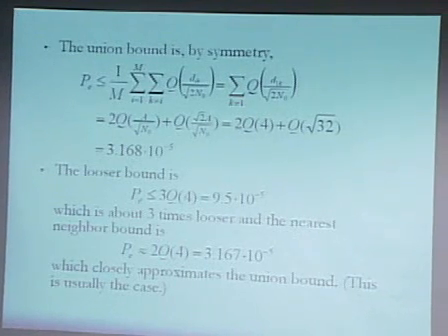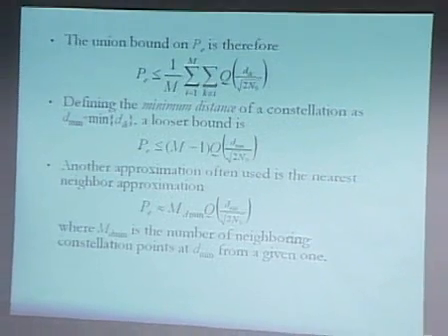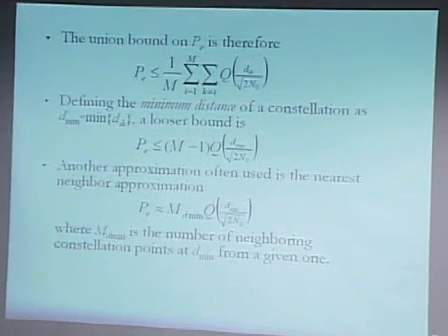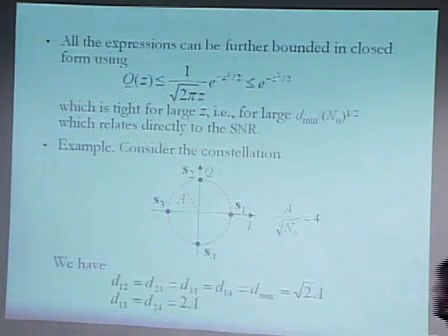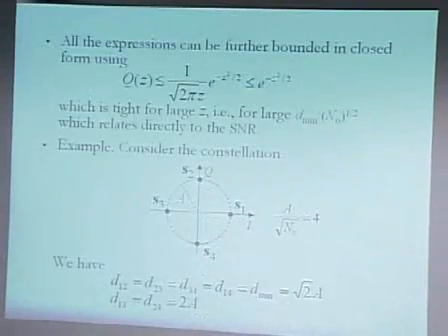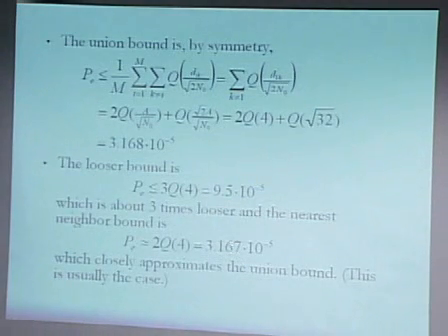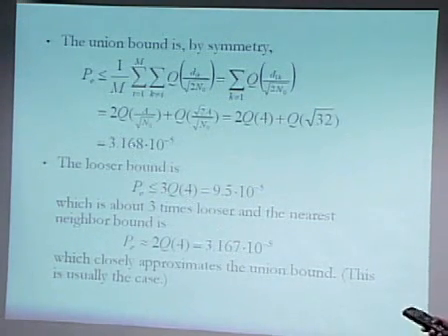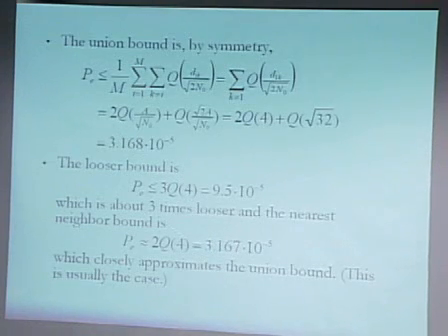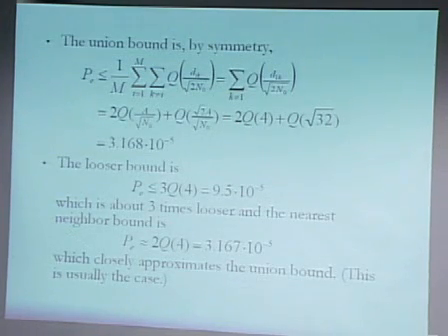And finally, let's look at the nearest neighbor approximation, which is 2 times Q of 4, right? Remember the definition: the number of neighbors at the minimum distance times this Q function. So take this point. How many neighbors are at the minimum distance? These 2, and the same for each of the points. So we have 2 times Q of 4, which is, amazingly enough, 3.167. Look at this, it's exact down to the third decimal point. So this is always a very good approximation. It's a very useful formula for this reason: it's simpler and very tight.